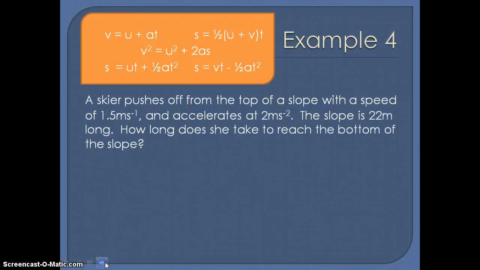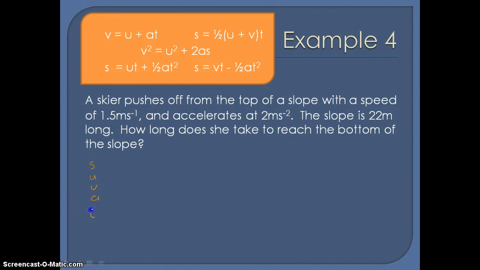Right, time for our final example then. So this time we've got a skier pushing off from the top of a slope with a speed of 1.5 meters per second and accelerates at 2 meters per second squared. The slope is 22 meters long. How long does it take the skier to reach the bottom of the slope?